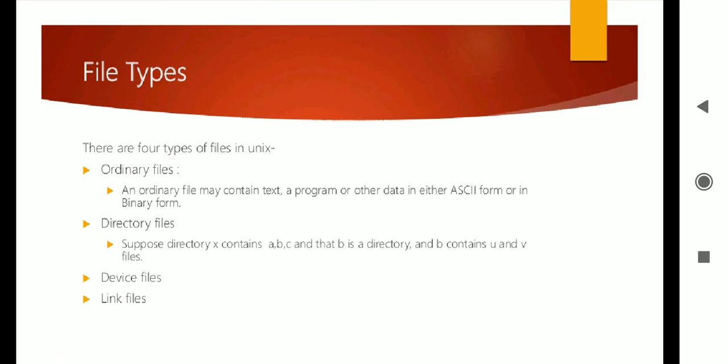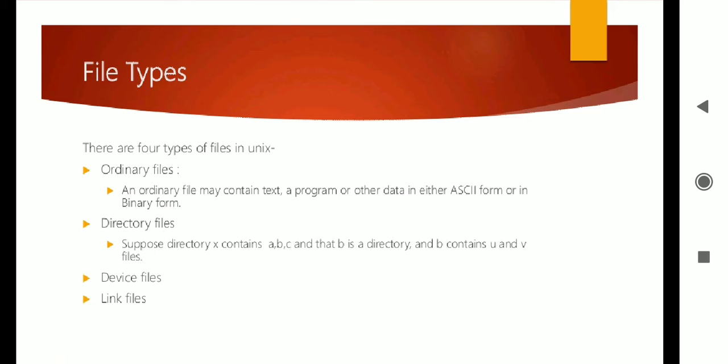Again we will come to file types. Mainly there are four types of files in Unix. First, ordinary files. An ordinary file means a simple file. An ordinary file may contain text, a program or other data, in either ASCII form or binary form. A program is again text content or other data in either ASCII or binary form, so it may be converted or directly in ASCII values.